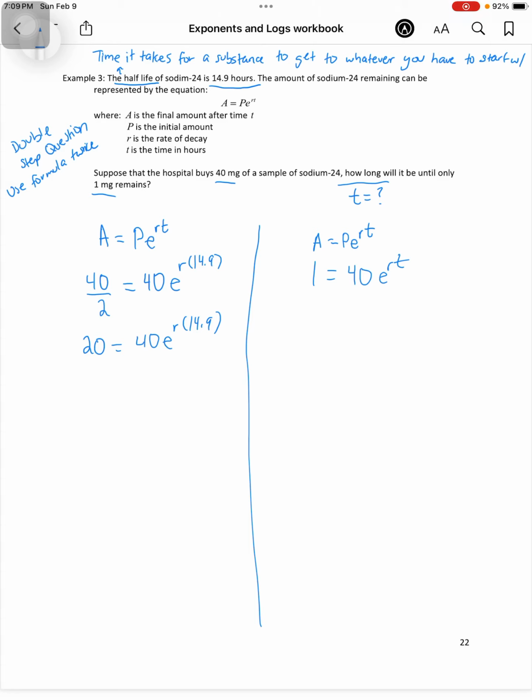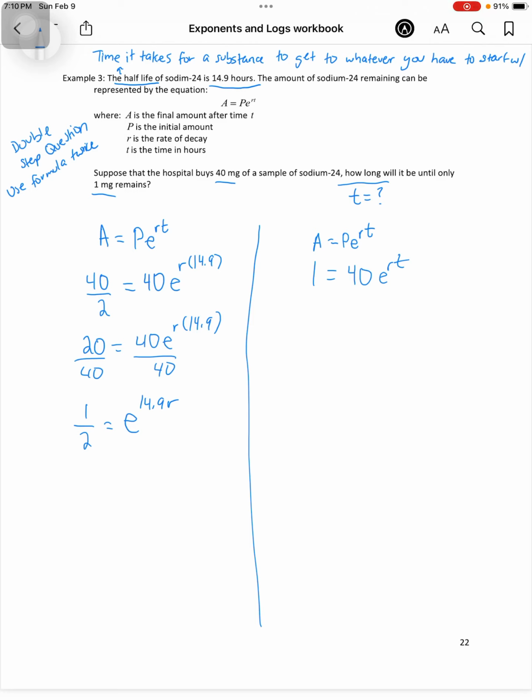So here, we want to get r, the exponent, to become a coefficient to solve for. But in order to do that, we have to get it by itself. So we're going to first divide both sides by 40 to get rid of the 40. So now, this is going to turn into 1/2. So 1/2 equals e, and I'm going to write 14.9r because that's just easier for me.